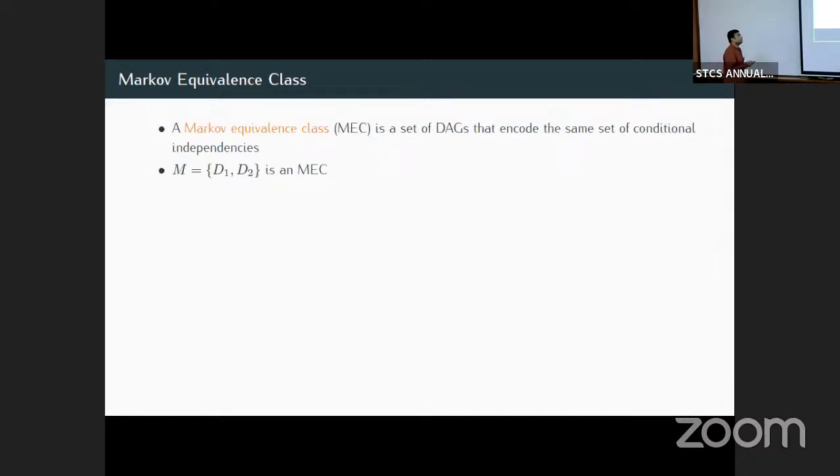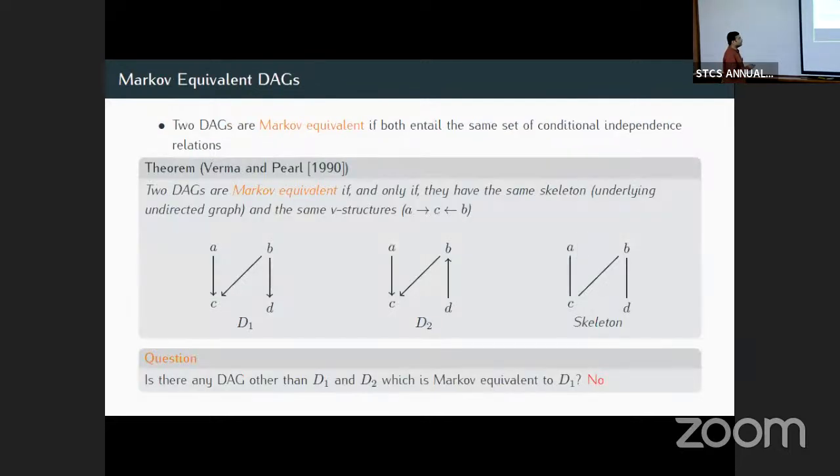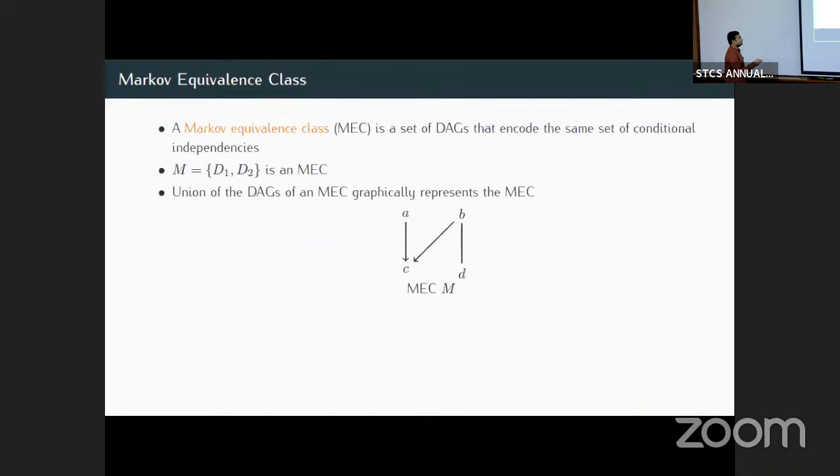A Markov equivalence class is a set of Markov equivalent DAGs. We can represent a Markov equivalence class graphically by taking the union of all the DAGs it contains. For example, if we take the union of these two DAGs, since both have this directed edge, even in the union we will get a directed edge here. And since D1 has edge B to D and D2 has edge D to B, the union has an undirected edge BD, which says that some DAG has edge B to D and some DAG has edge D to B. So this is undirected and this is undirected.